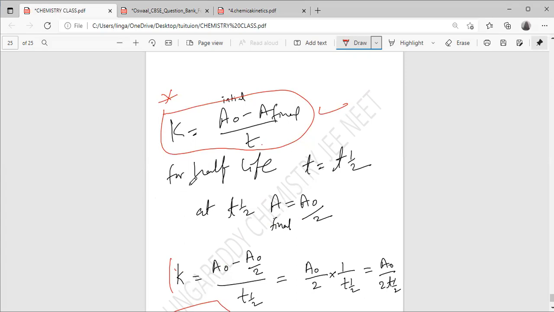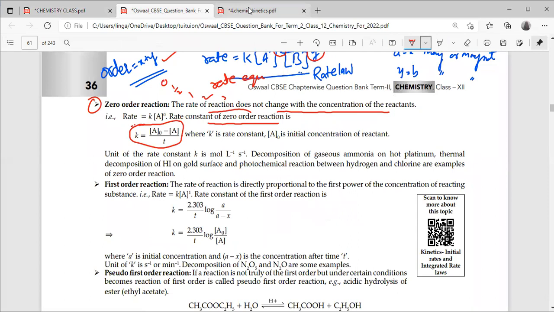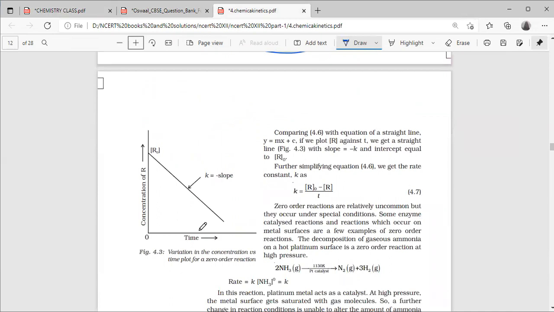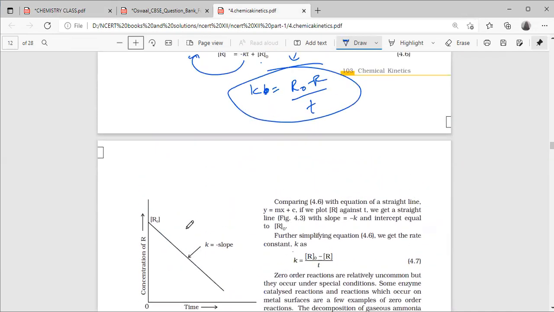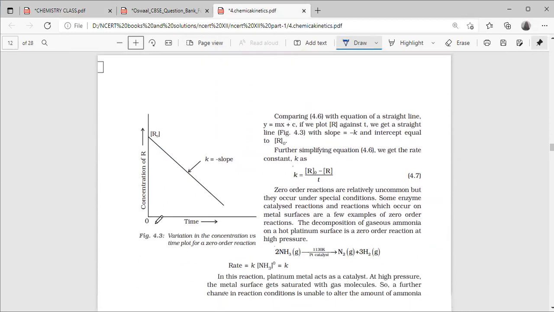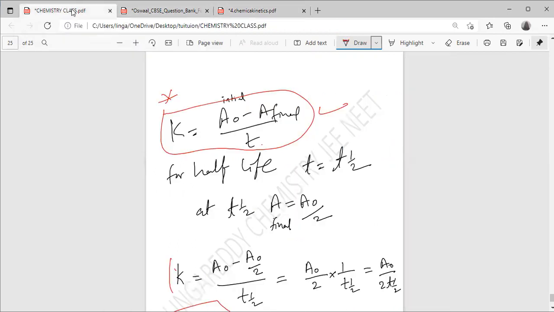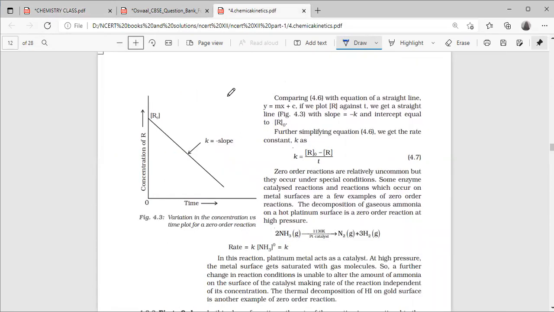Now first order. In the zero order, graphs are very important here. What is the formula? K equal to A0 minus A by t. Here they are taking R instead of A; that's the only difference. K equal to R0 minus R by t. This is the equation, right?